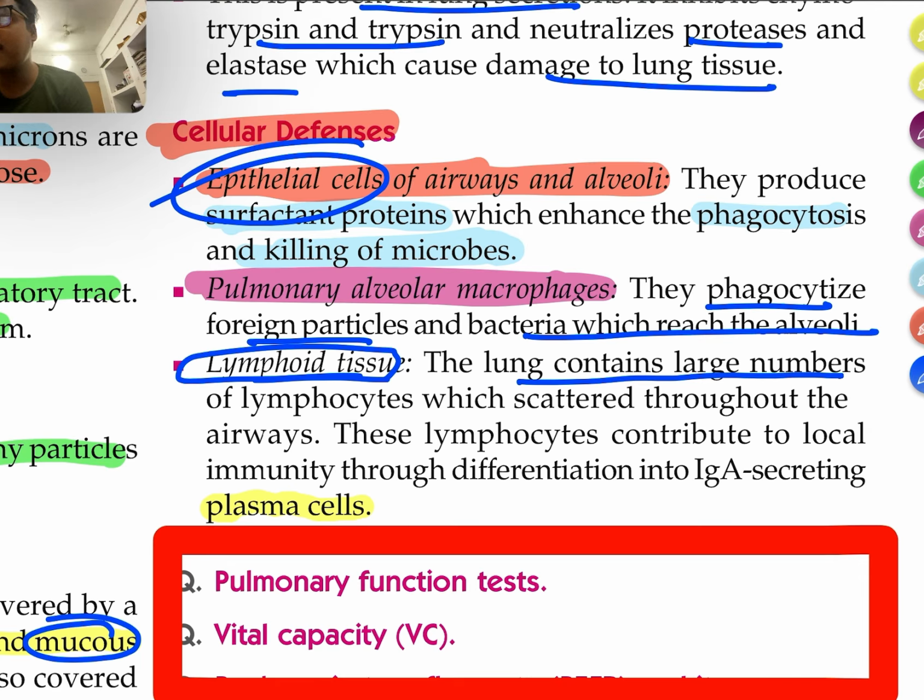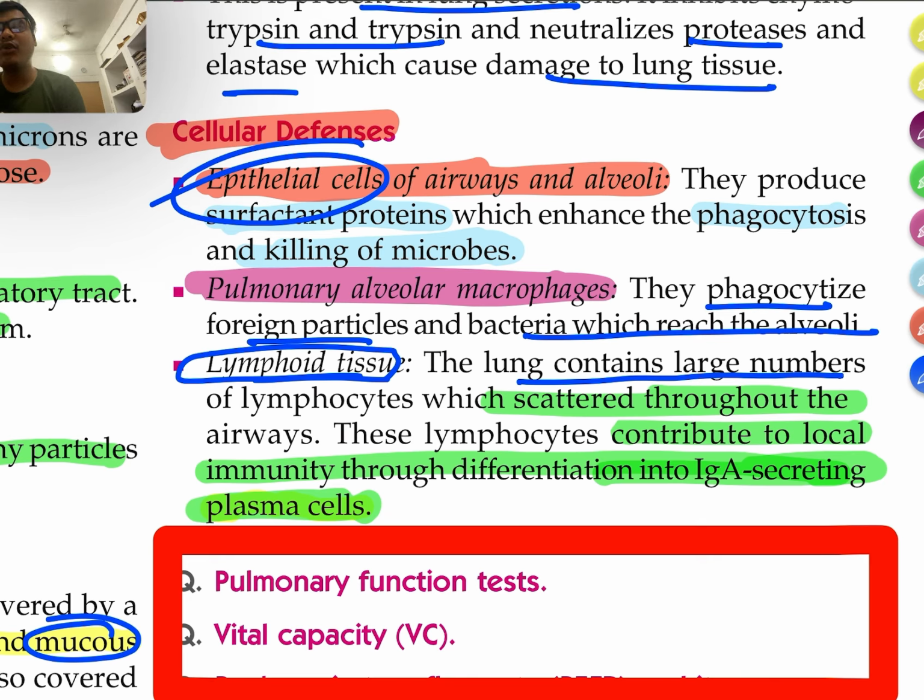And the lymphocyte, what is its function? As we all know, its function is to contribute to local immunity by differentiating into IgA-secreting plasma cells. Whenever it finds a foreign body or anything in the respiratory tract, it converts itself into a plasma cell which secretes IgA antibody, and the function of IgA is to maintain the defense.